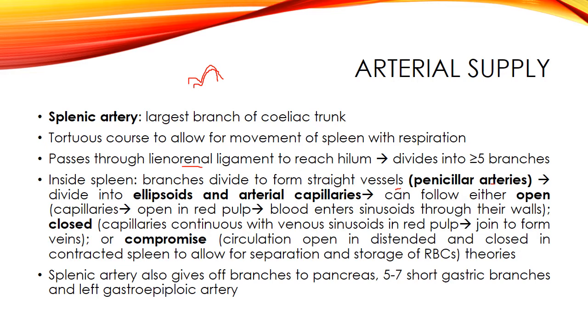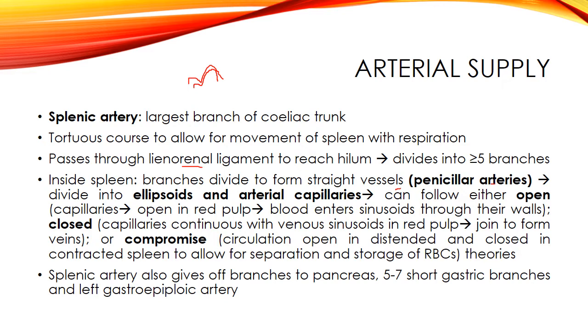So once these arterial capillaries or ellipsoidal capillaries reach the red pulp, they can follow an open circulation pathway where they will just open into the red pulp, and the blood will then enter into the sinusoids through the walls of the sinusoids. We can also have a closed pathway where the capillaries are actually continuous with the sinusoids themselves, and these sinusoids will get the blood from the capillaries and then join to form veins.